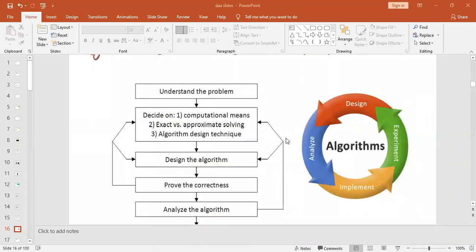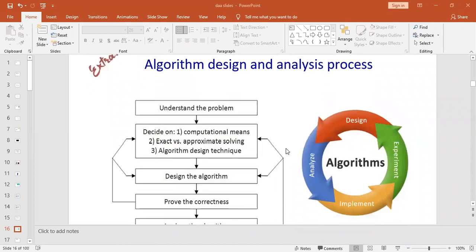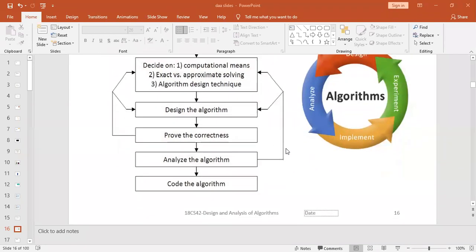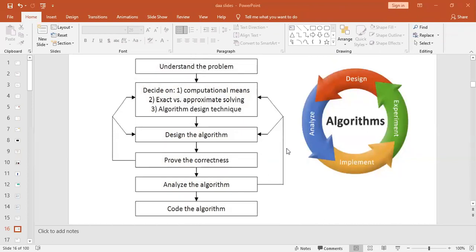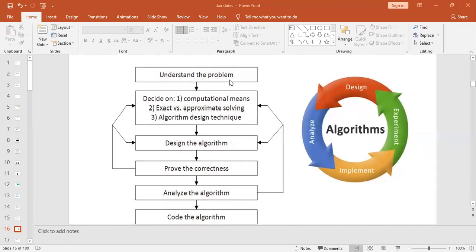Okay. So now you come to the algorithm design and analysis process. This is the process that you should use for all the algorithms we are going to discuss in the upcoming chapters. So what is the first step? You have to understand the problem. Okay. So first you have to understand the problem.